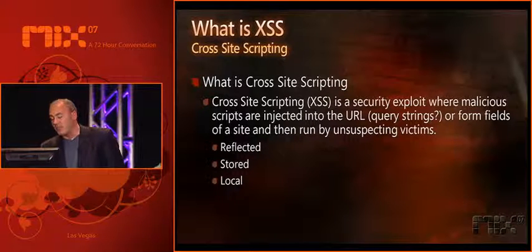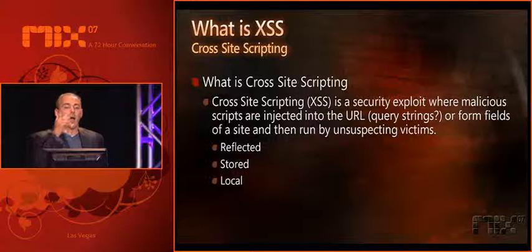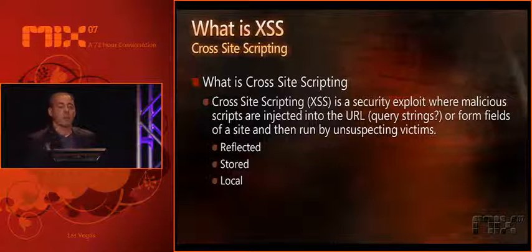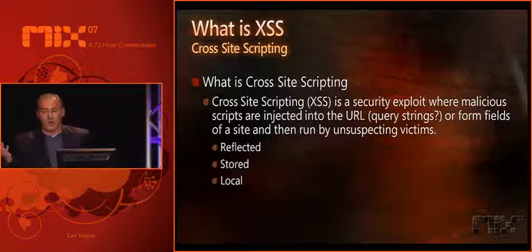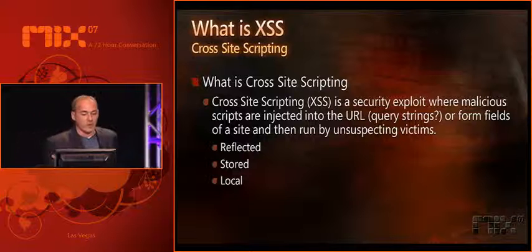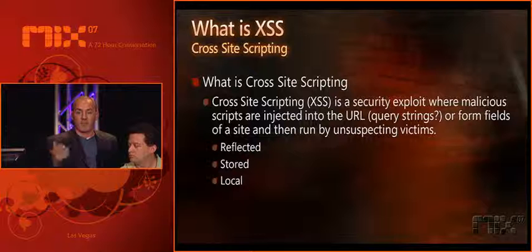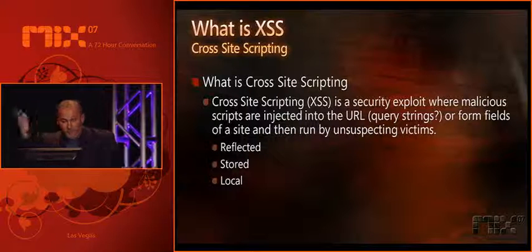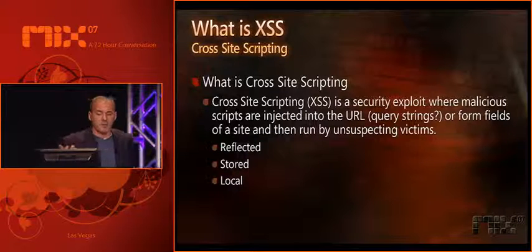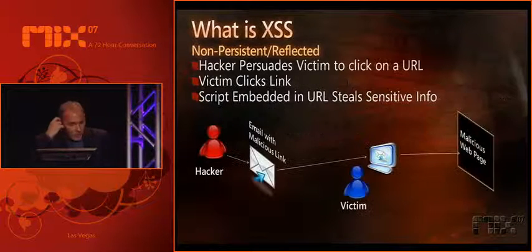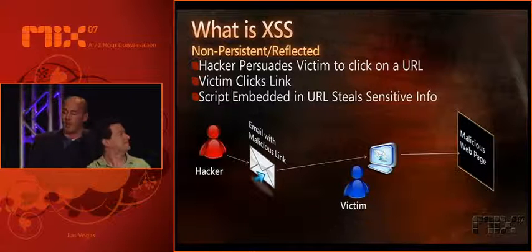The simplest definition of it is, I'm an attacker, and I want you on your computer to run my script so that I can get some information from you. That's a very simple example. What I'm going to cover is some simple definitions of what those are, and we can dive deep into them as we go along. There's a couple different types of cross-site scripting: reflected, stored, and local. So we'll go over what they are and some brief examples of how they happen.